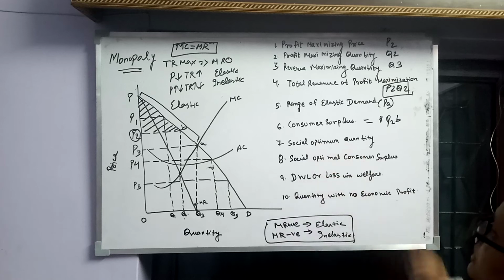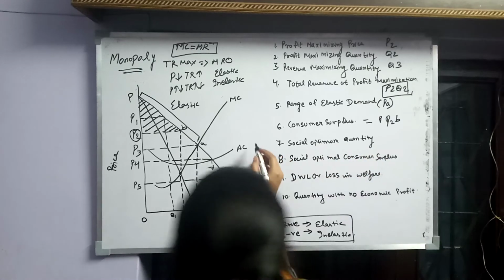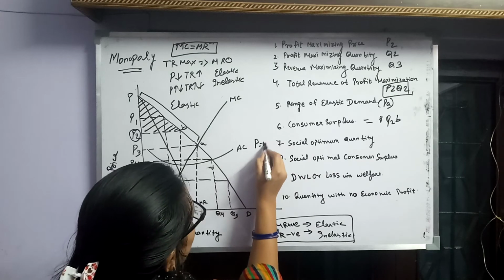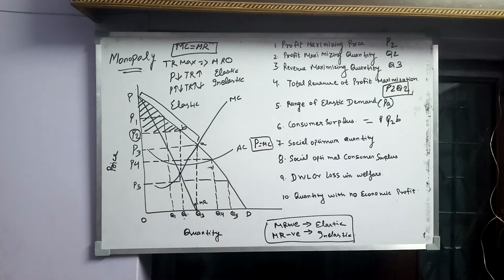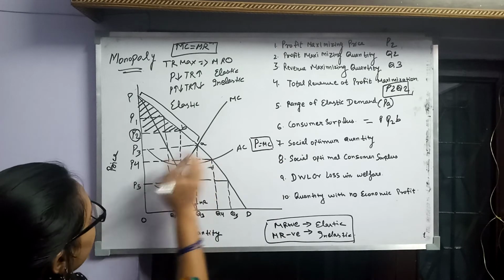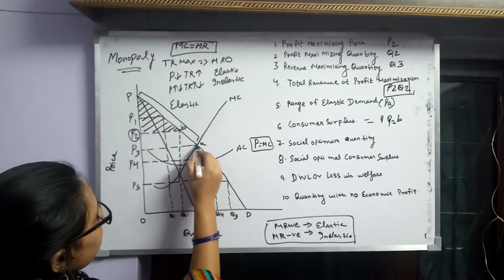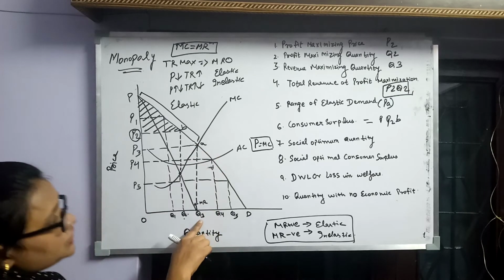Now social optimal quantity. For social optimal quantity we have one condition, that price should be equal to marginal cost. So we will see in this graph where price is equal to marginal cost. Here our price is equal to marginal cost. So our social optimal quantity is Q3.